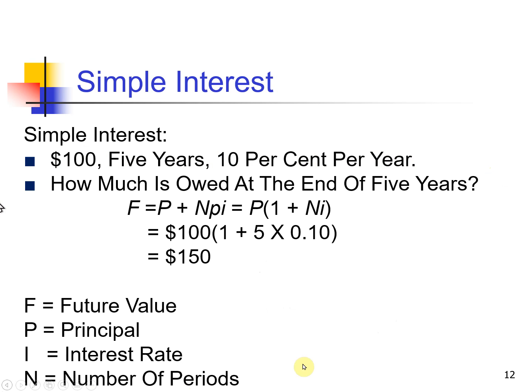So we need to understand interest, simple interest. You have $100, 5 years to pay. It accrues at 10% per annum. So at the end of 5 years, you're going to owe $150. $10 times 5 years. And here's the formula.